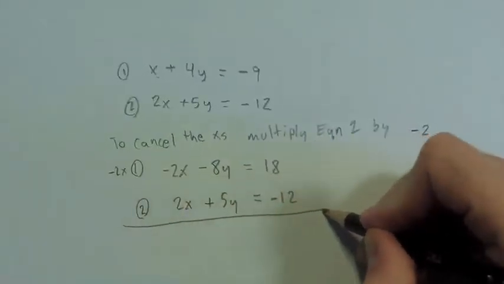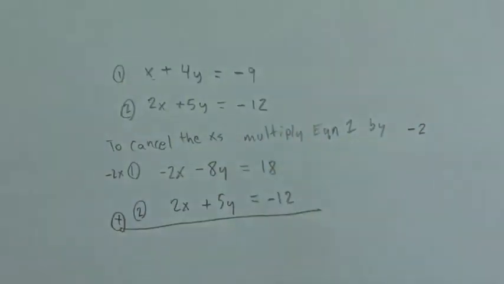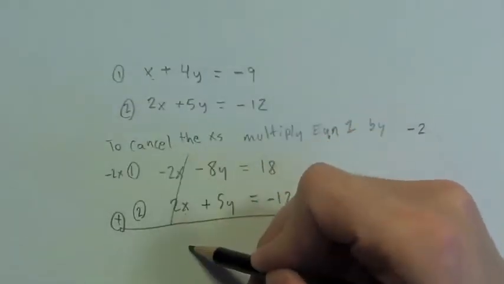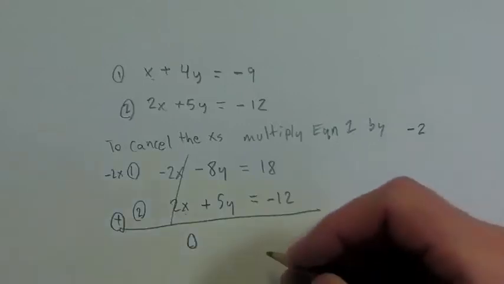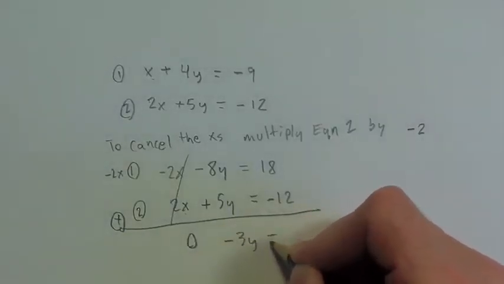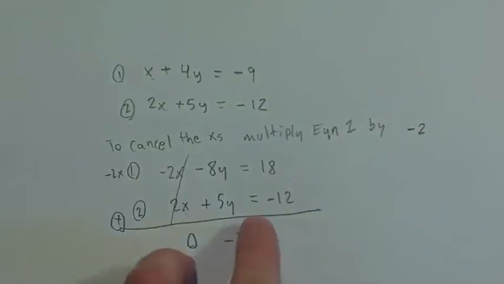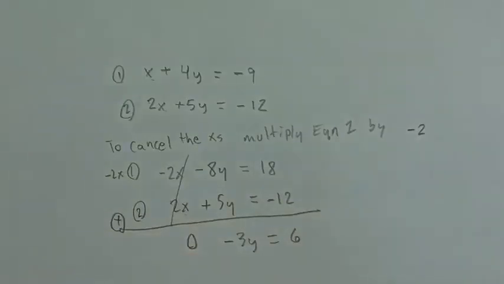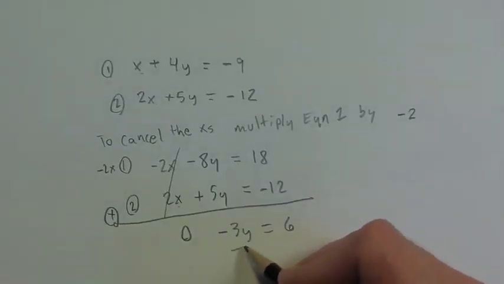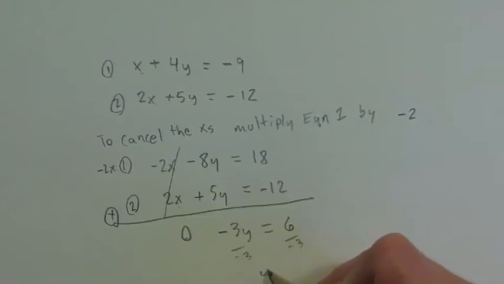Okay, so I'm going to add these together, and the negative 2x plus the 2x cancels to give me 0. The negative 8y plus 5y is going to give me a negative 3y. And then the 18 minus the 12 is going to give me 6. Okay, so here we go. Now when I divide by the negative 3, y is negative 2.